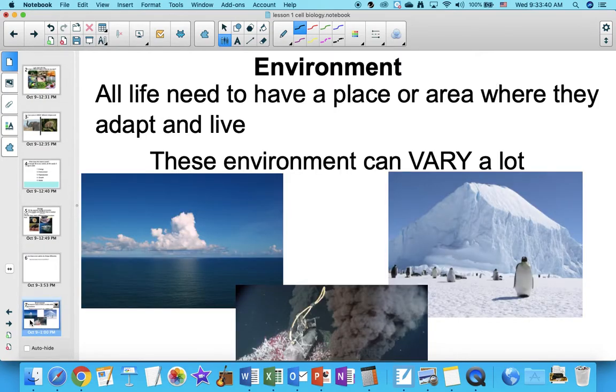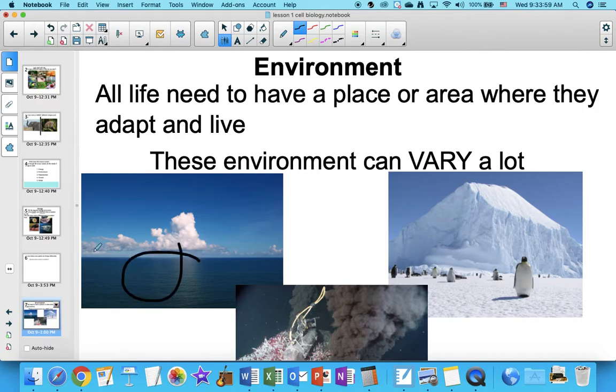The second thing that all life needs is an environment. So we talked about the first thing, energy. Now, environment. All life needs a place to live. They need a place to live and adapt. And these environments can vary a lot, meaning that they have their own challenges, right?